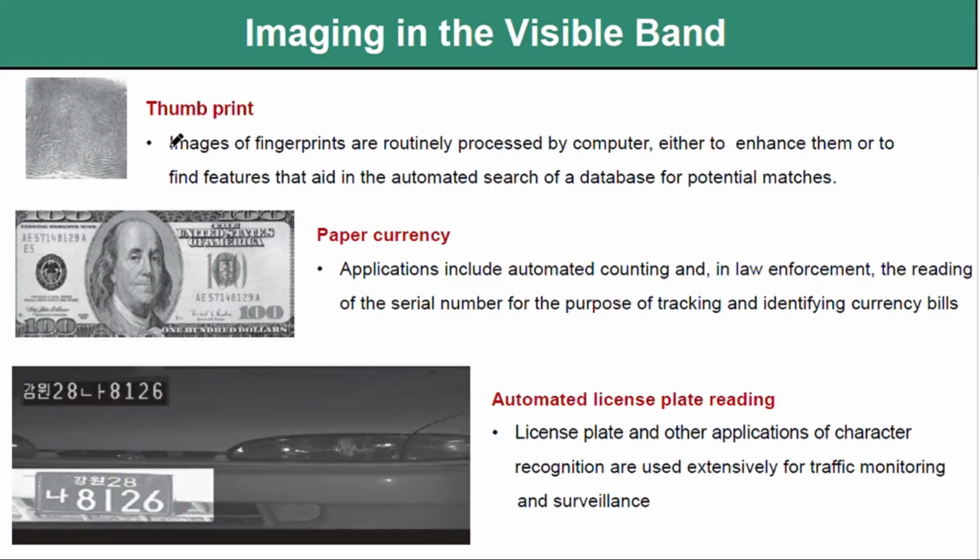Another application is about the law enforcement. See this is the thumbprint. These images are processed by the computer either to enhance them or to find features that aid in the automated search of database for potential matches. Another one is paper currency. The image processing in this concept is used for automatic counting. In law enforcement, it is used for reading the serial number for the purpose of tracking and identifying currency bills.